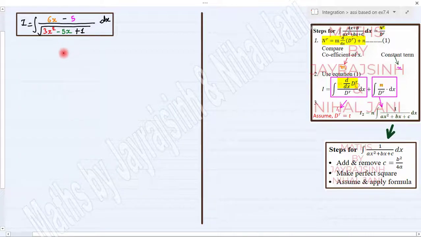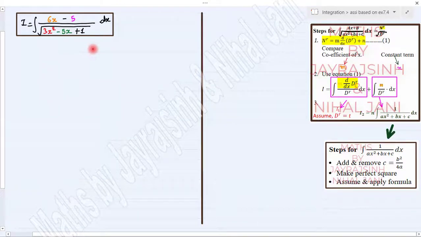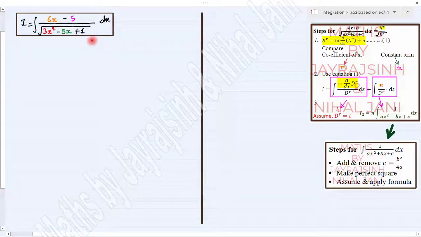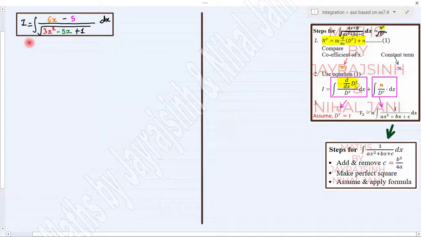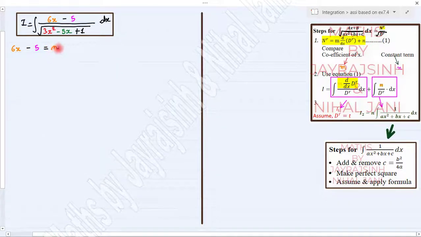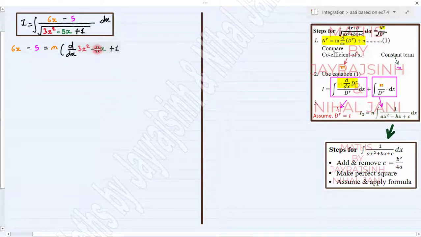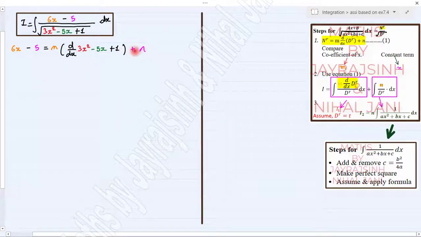In this question, you have to integrate (6x minus 5) upon under root of (3x square minus 5x plus 1), which is in the form of (ax plus b) upon under root of (ax square plus bx plus c). So, if you follow the standard procedure, we have to get your numerator in terms of m into the differentiation of your denominator plus n.